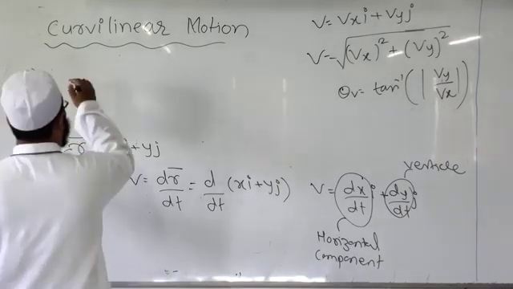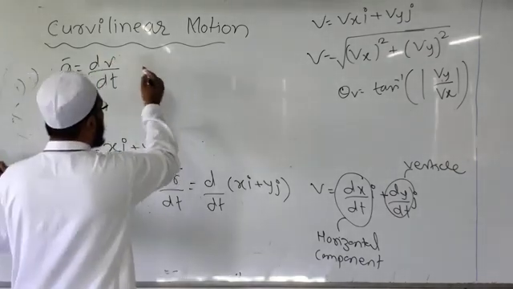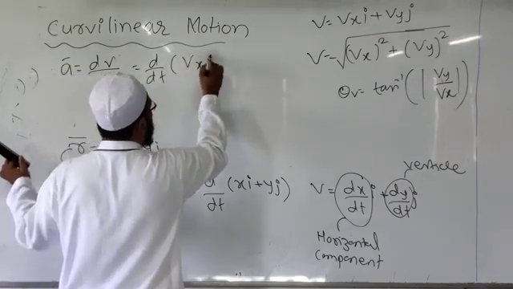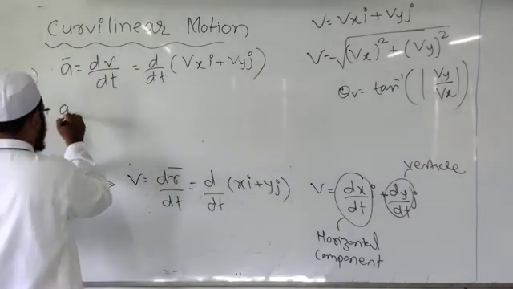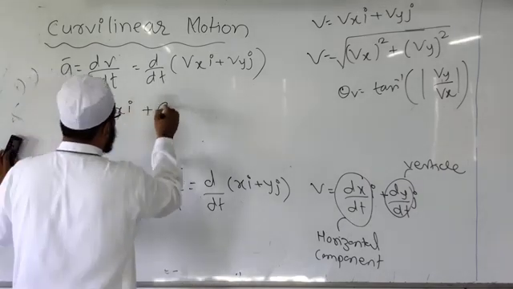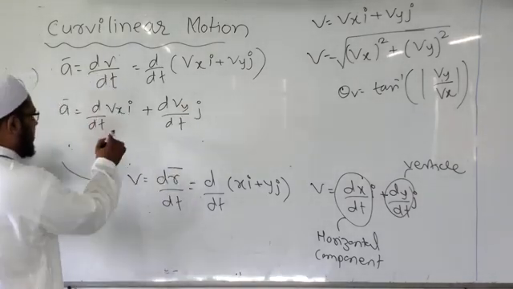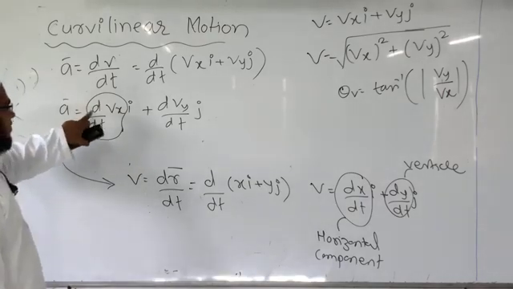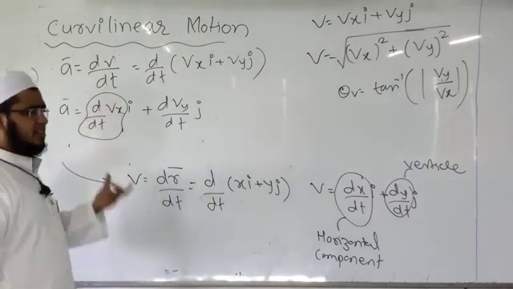Similarly, if I require acceleration, a bar equals dv by dt. v is what? v is d by dt of vx i plus vy j. Therefore, we will expand it: dvx by dt i plus dvy by dt j. What is this? It is the horizontal component of the acceleration. Why? Because the rate of change of velocity is acceleration.